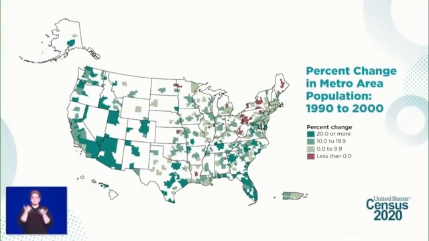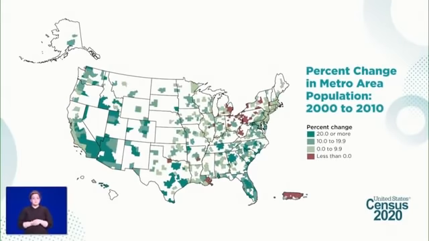Now let's look at population change over time for metropolitan areas. Metro areas are collections of 1 or more counties that have an urban core of at least 50,000 people and adjacent territory with close economic and social ties to that core. During the 1990s, some of the fastest growing metro areas were in the South and the interior West, while some metro areas in upstate New York, western Pennsylvania, and parts of the Midwest lost population.